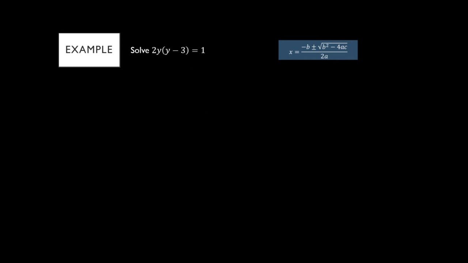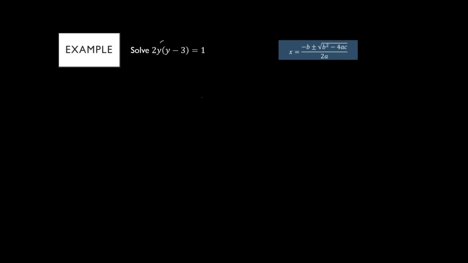So let's actually take a look at my next one here. When you look at it, we have 2y times (y minus 3) equals 1. It doesn't look like it's quadratic because you don't see anything that's squared. But in order to solve this, we'd have to multiply through the parentheses, and that's where the squared appears.